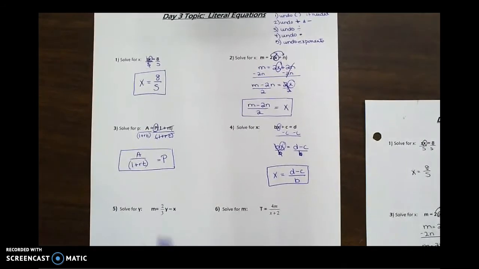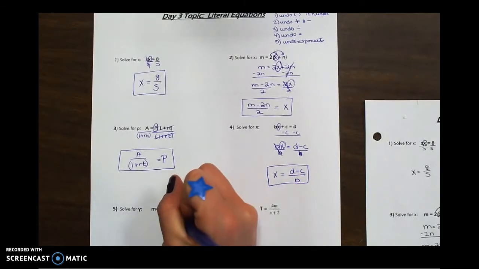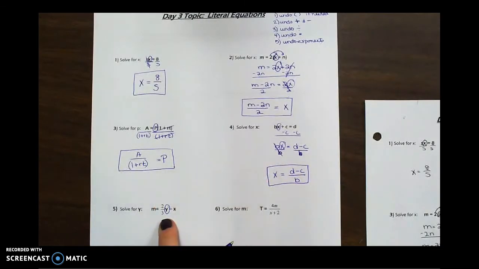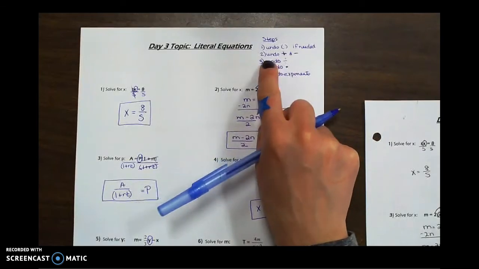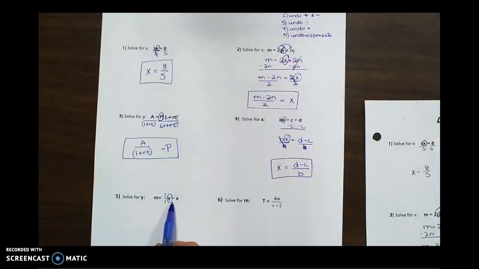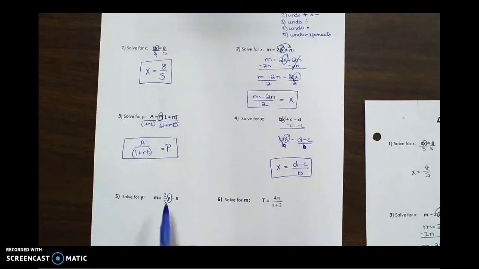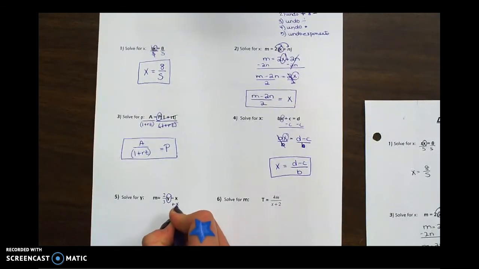All right, let's take a look now at number 5. So number 5, here it says we're going to solve for y. So I'm going to circle my y. I want to keep that right where it is. So step 1, undo parentheses. We don't have any. Undo addition and subtraction. So let's take a look. We have subtraction here. So let's go ahead and add the x to the other side.